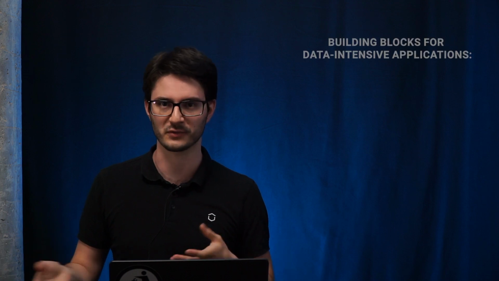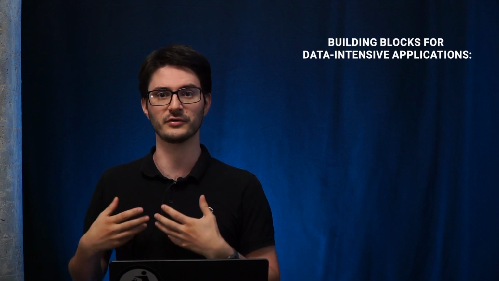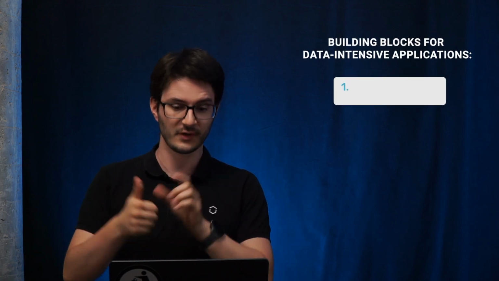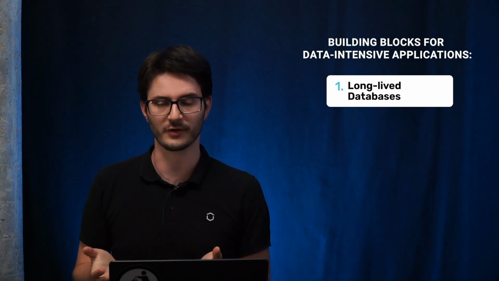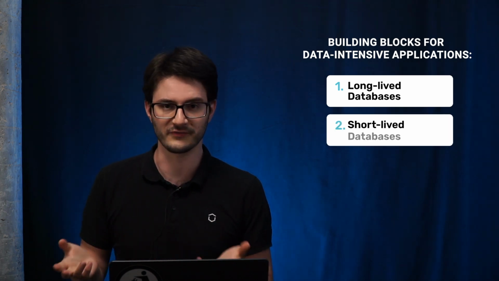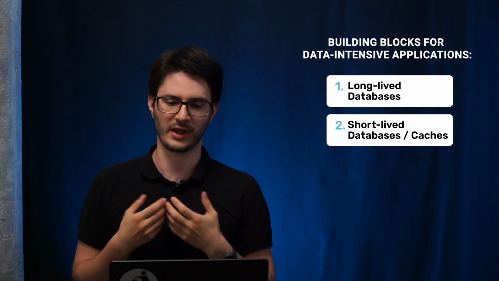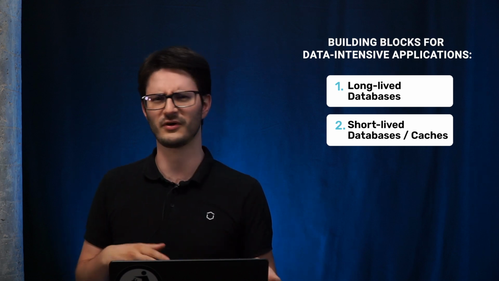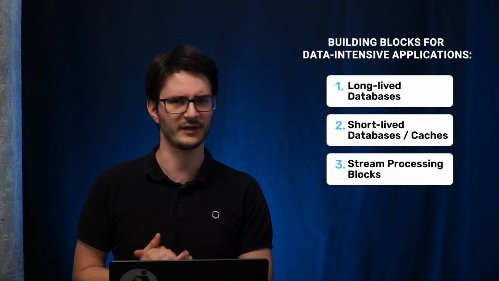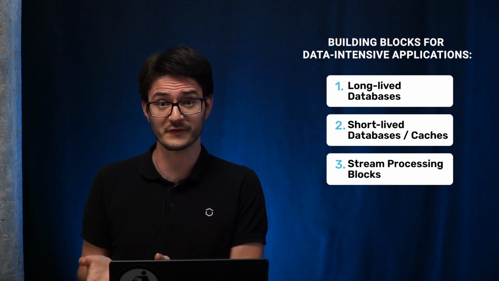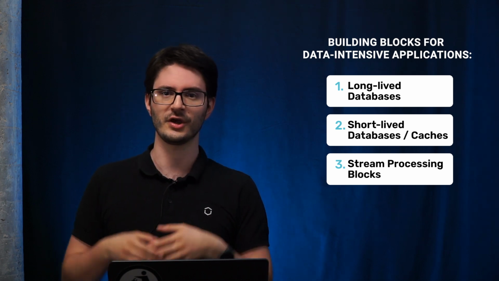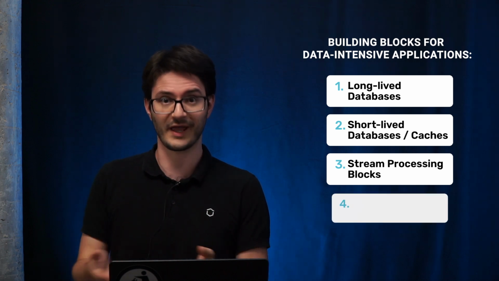And in this book, to now come to the topic, he describes 4 potential building blocks for designing data-intensive applications, as he calls it. So applications that consume and produce a lot of data. First are long-lived databases to store data. Second are short-lived databases, also known as caches, just to speed up expensive operations. I think we can ignore it for now because it's just speeding up expensive operations. Then we have stream processing blocks, so everything that you need to process real-time data.